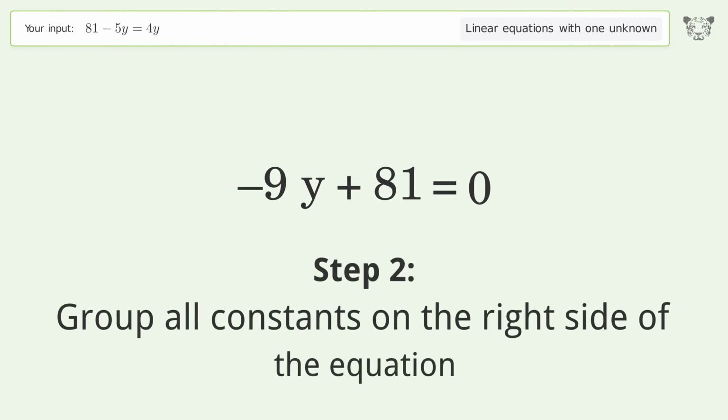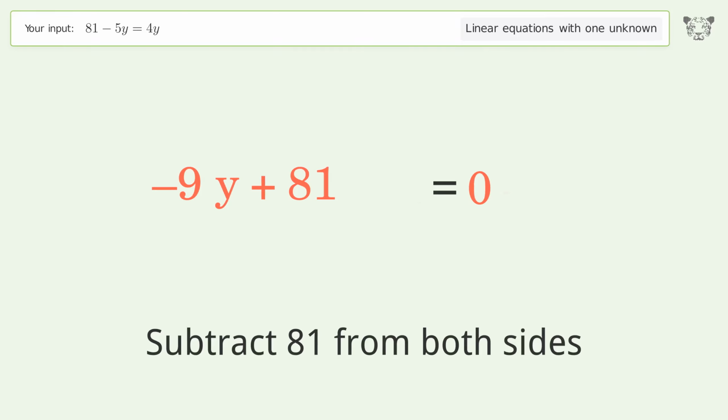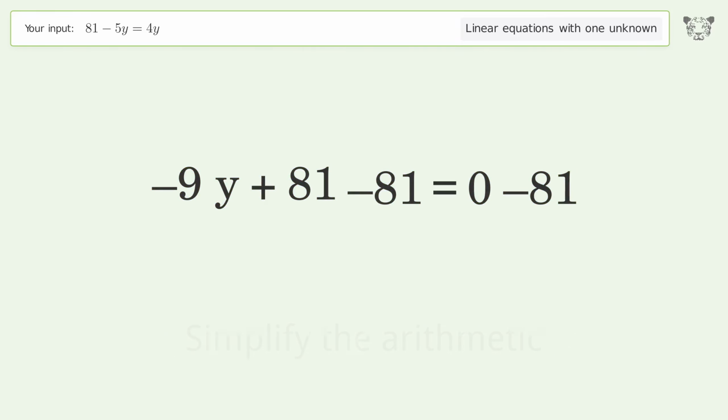Group all constants on the right side of the equation. Subtract 81 from both sides. Simplify the arithmetic.